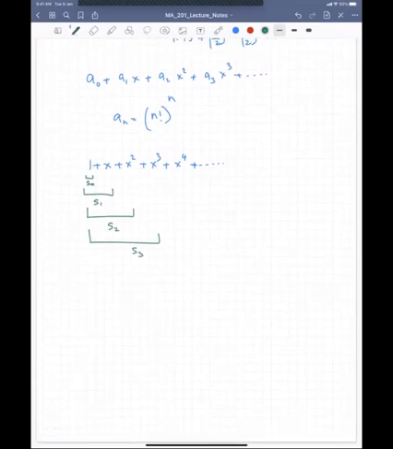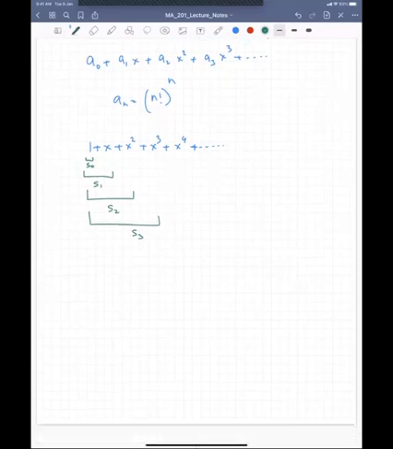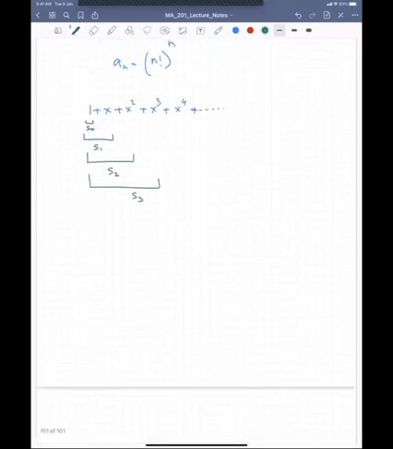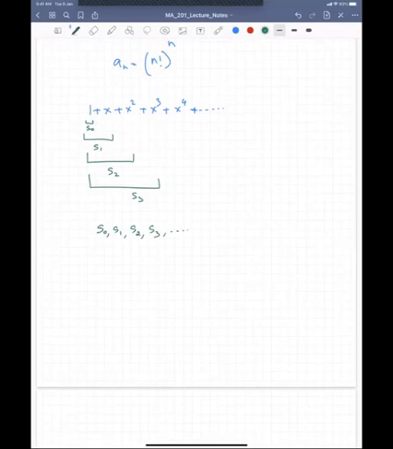The first sequence S0 has just the first term. The second sequence S1 has the first term and the second term. The third sequence has the first term, second term, and third term, and so on and so forth. So instead of looking at this series as an infinite series, I can look upon it as a sequence of sequences, so to speak, right? S0, S1, S2, S3, and so on and so forth.